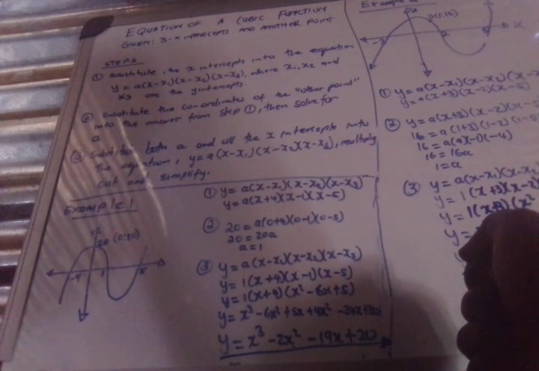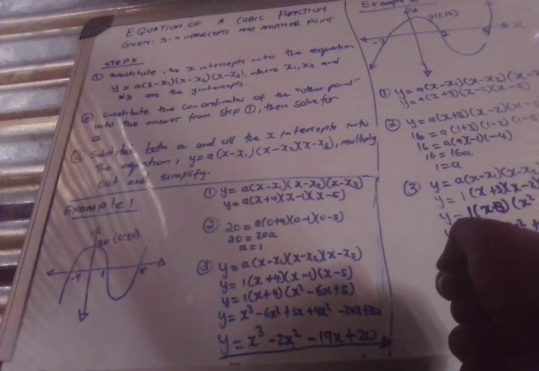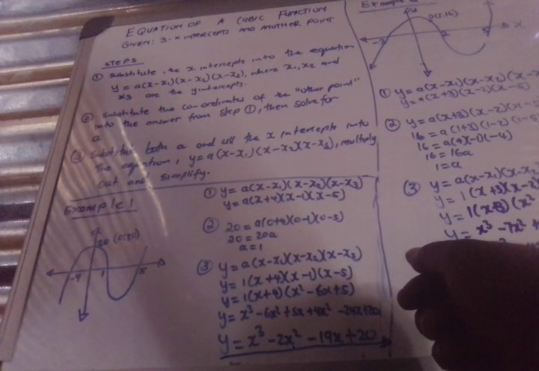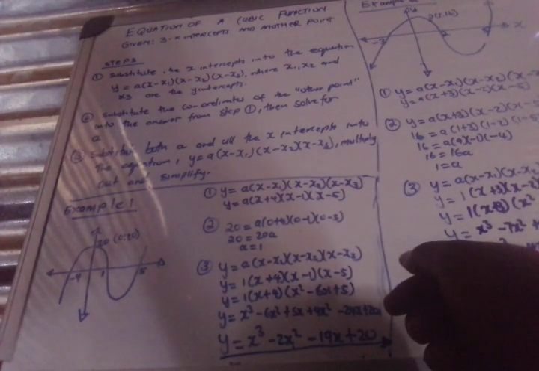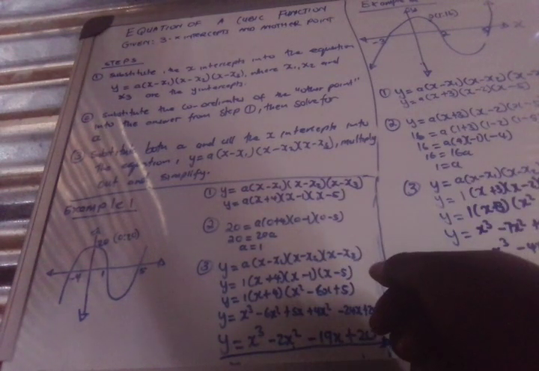And then I simplified, added what could be added together. So the x cubed will remain, minus 6x squared plus 4x squared are like terms. I'll remain with negative 2x squared, and 5x minus 24x is negative 19x, and then the 20 is a constant. It has no other similar number that it can be added to, okay? So that would be it for the first example.